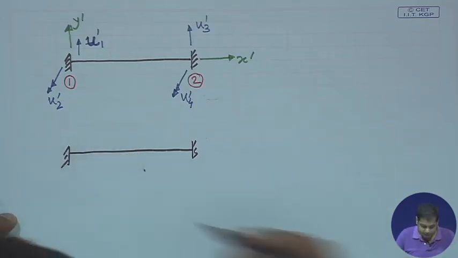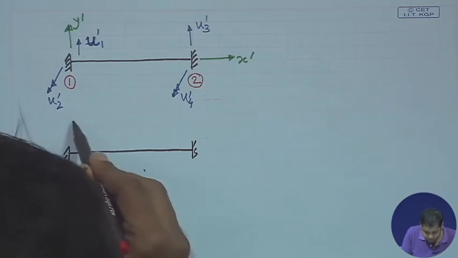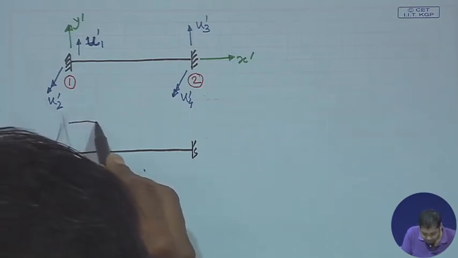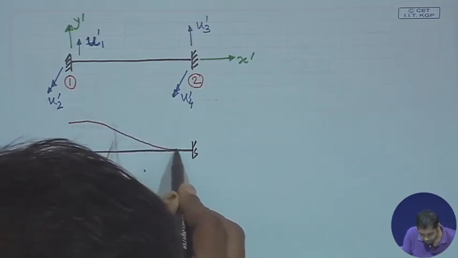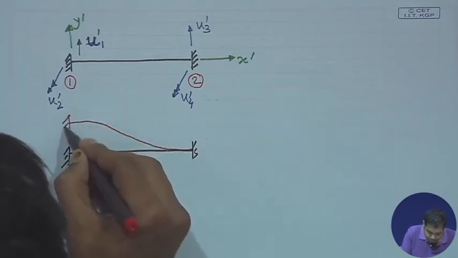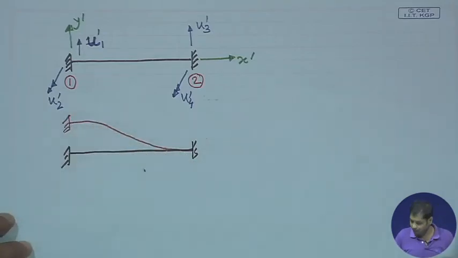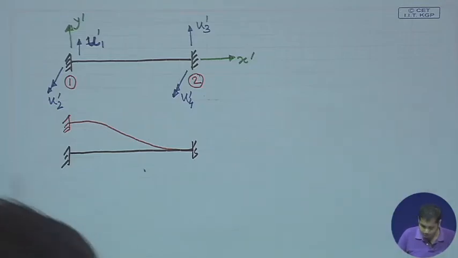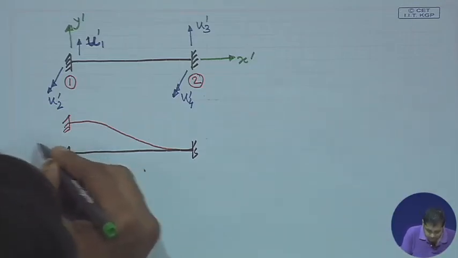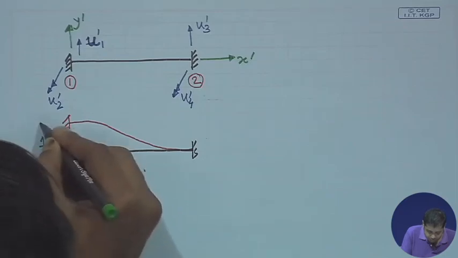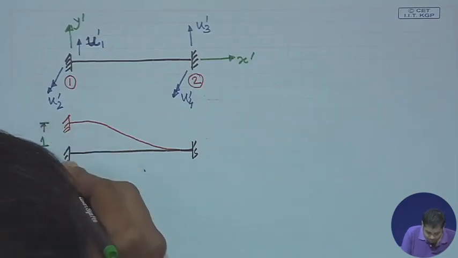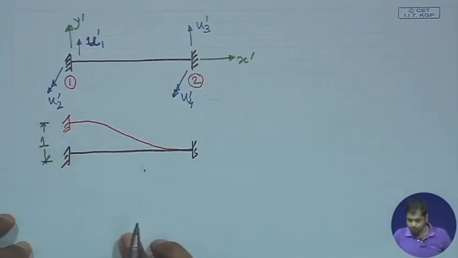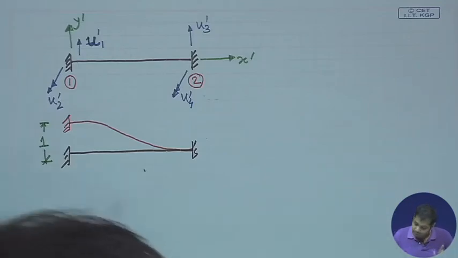So, the deflected shape becomes something like this. So, this is translation in this direction. Okay. And suppose the value of this translation is unit, U dash is equal to 1, this is 1, this value is 1. Okay, and this value is 1.